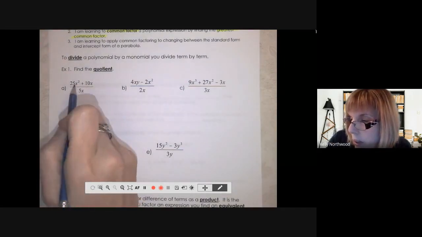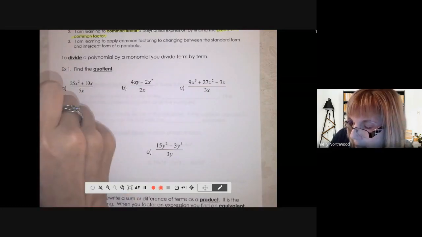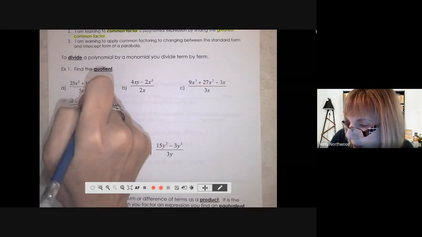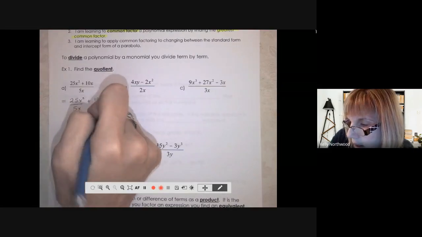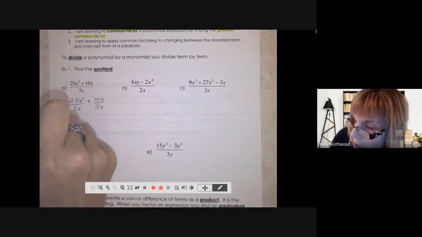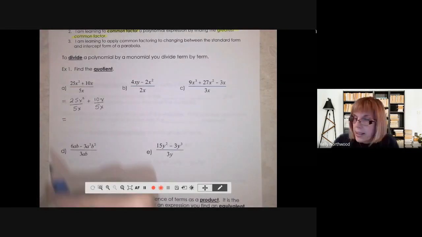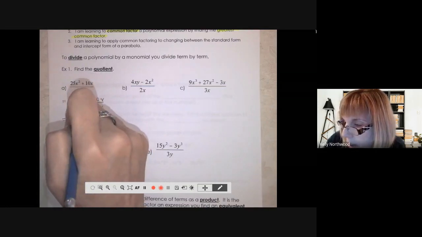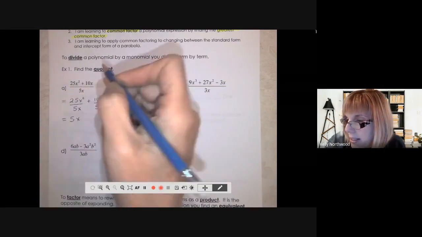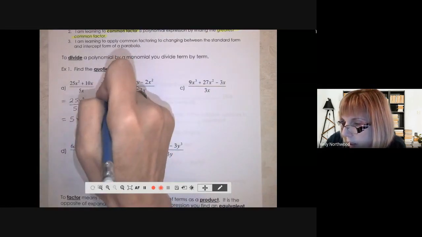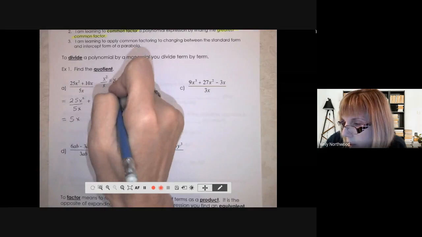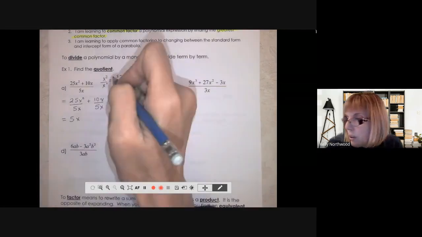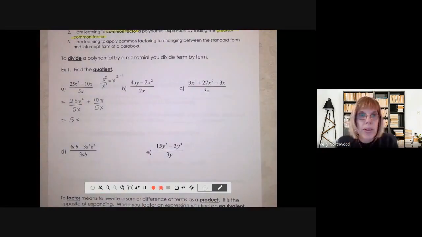If you divide 25x squared plus 10x by 5x, it would be the same thing as dividing each term by 5x. When you divide 25x squared by 5x, you divide 25 by 5, which gives you 5. Then x squared divided by x is just x. You could also think of it using the exponent laws, where you keep the base and subtract the exponents. The exponent on the x in the bottom would be a 1, and x to the 2 minus 1 is 1.